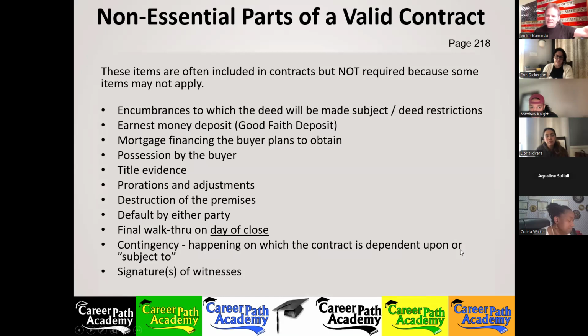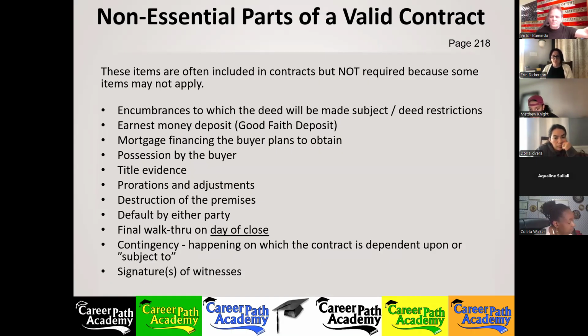Now, these are the non-essential elements to a valid contract, because some of these items may not be applicable to this transaction, like any encumbrances to which the deed may be subject or deed restrictions. Maybe there are no deed restrictions. Earnest money deposit. Well, maybe they're not making an earnest money deposit. It isn't required by law, technically. Mortgage financing the buyer plans to obtain. What if they're buying all cash, right? So that's why this is not an essential part of the contract.